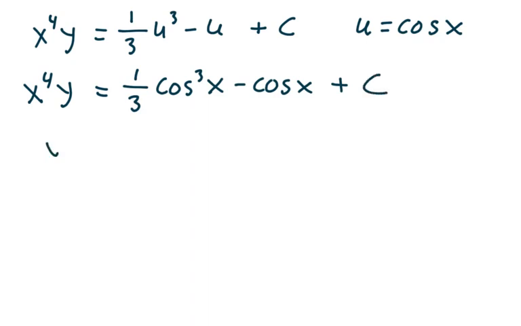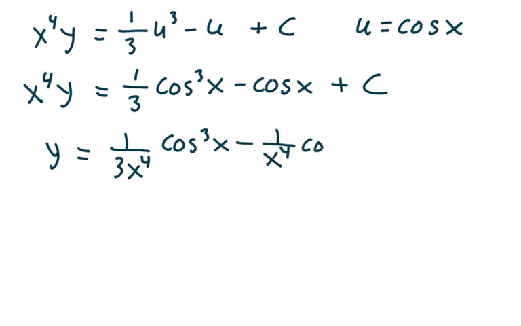And I'm going to divide both sides by x to the fourth, and I'll be done. So we get 1 over 3x to the fourth cosine cubed x minus 1 over x to the fourth cosine x plus c over x to the fourth.